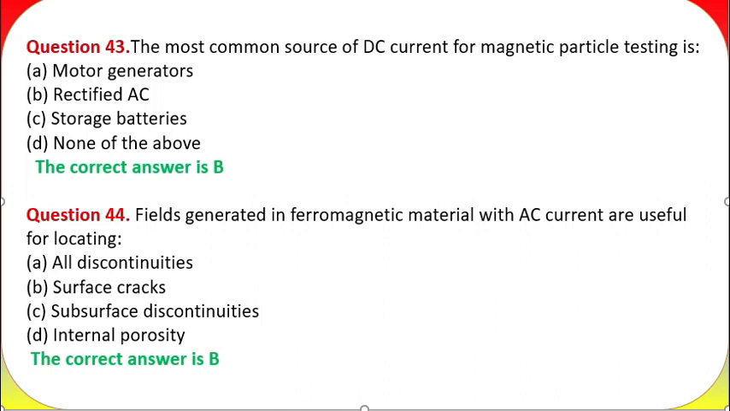Question 44. Fields generated in ferromagnetic material with AC current are useful for locating A. All discontinuities. B. Surface cracks. C. Subsurface discontinuities. D. Internal porosity. The correct answer is B.